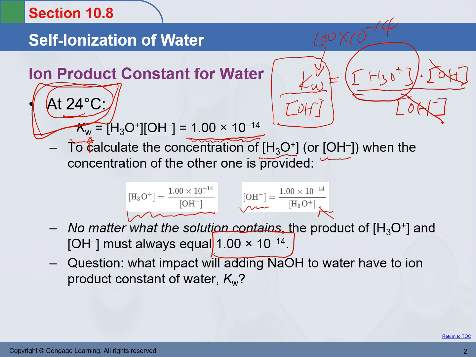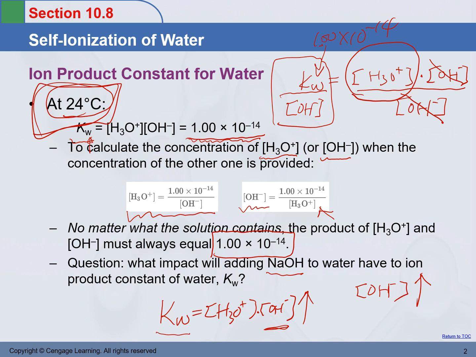Wait a minute, Dr. Yang. We know Kw equals hydronium ion concentration times hydroxide ion concentration. Now, if you add sodium hydroxide to a solution, you're adding a lot of hydroxide ion to it. You're increasing the hydroxide ion concentration. If the hydroxide ion concentration is increased, wouldn't the value of Kw increase?